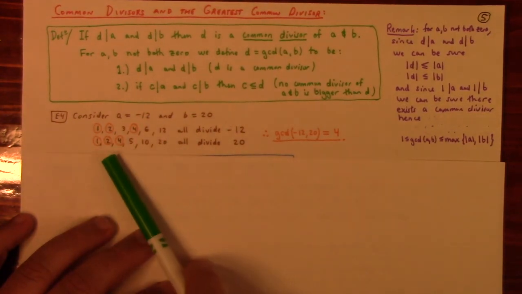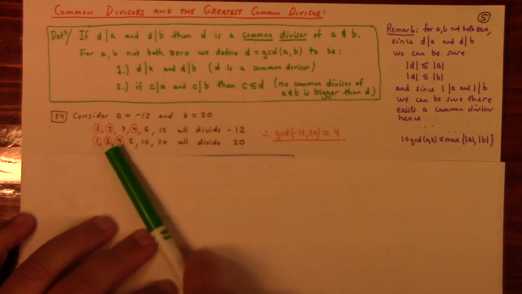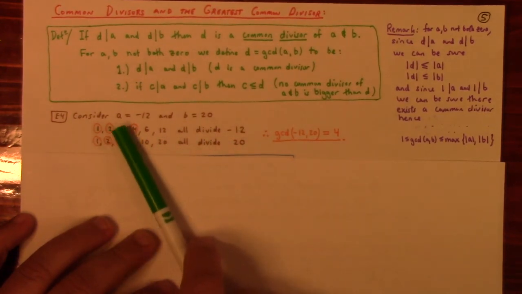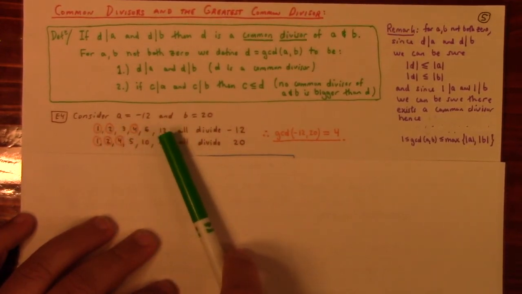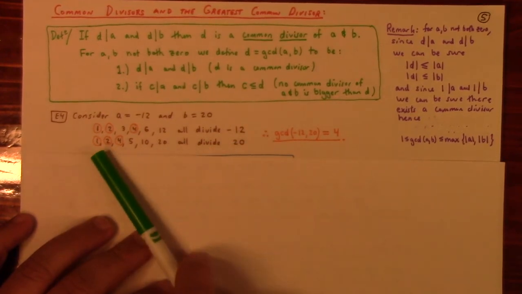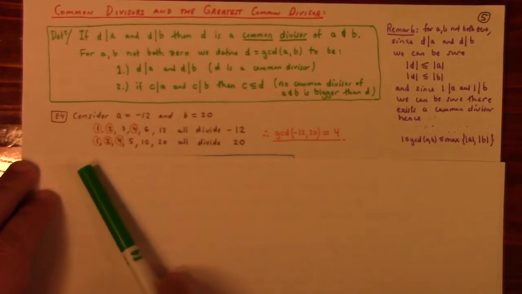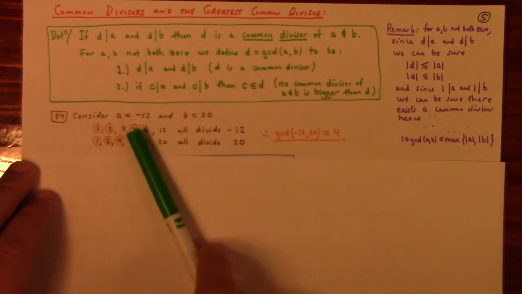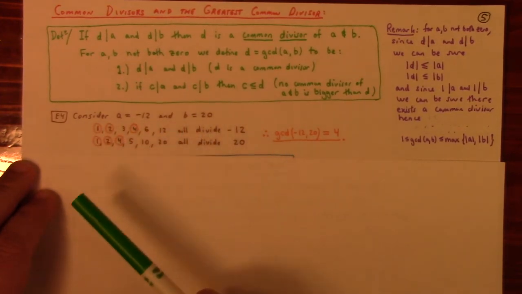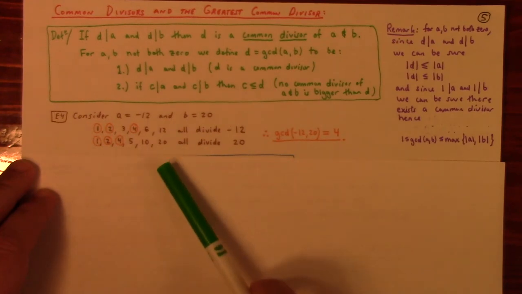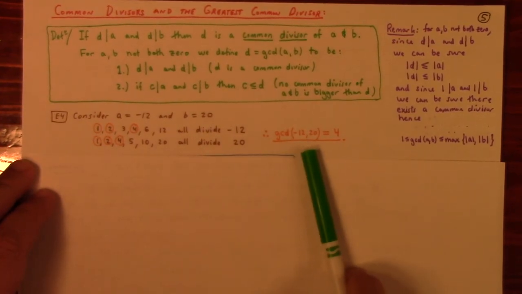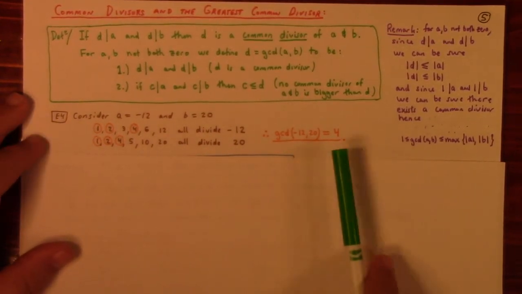But I look at the factors of 12. Look at the factors of 20, right? Factors of 12: 1, 2, 3, 4, 6, 12. Factors of 20: 1, 2, 4, 5, 10, 20, right? And then I look at common factors. 1 is a common factor, 2 is a common factor, 4 is a common factor. What's the largest common factor? 4, right? So the GCD of minus 12 and 20 is 4. There you have it, right?